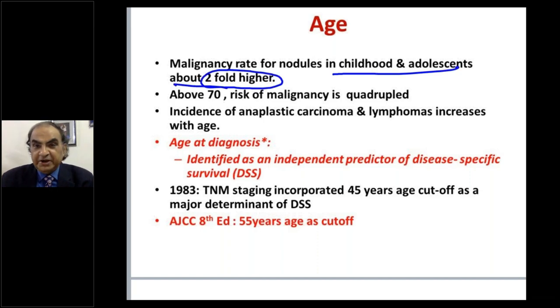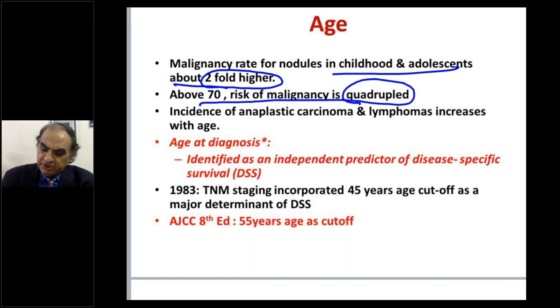So, younger age can make it a higher risk. Above 70, the risk of malignancy is quadrupled. If the patient's age is taken seriously, this is where it matters. Above 70, the risk gets quadrupled. And the incidence of anaplastic carcinoma and lymphoma increases with age.